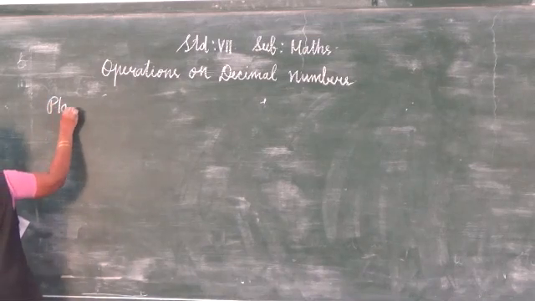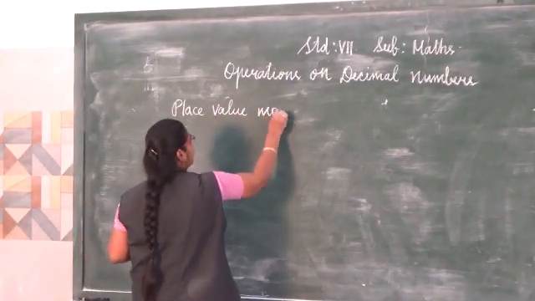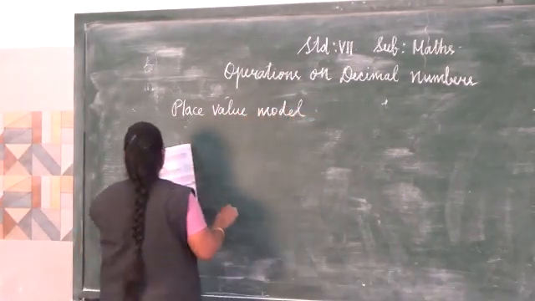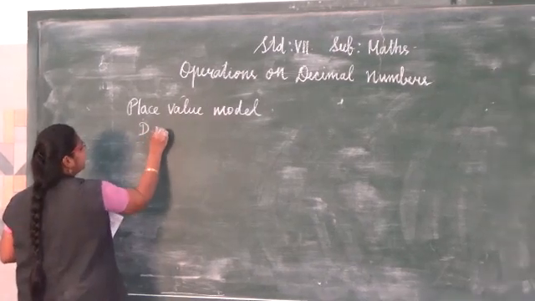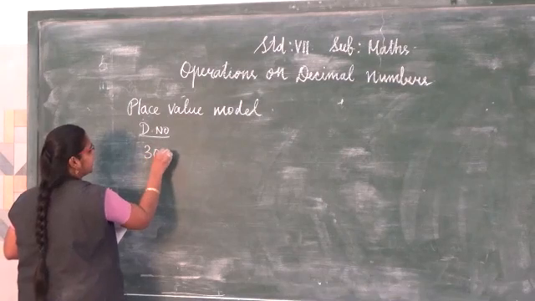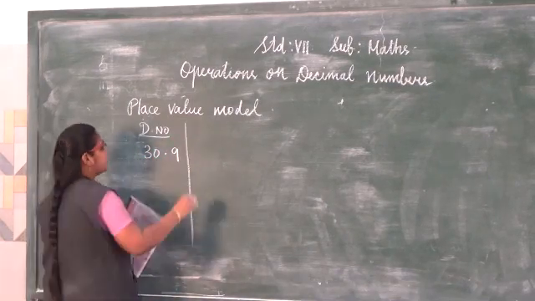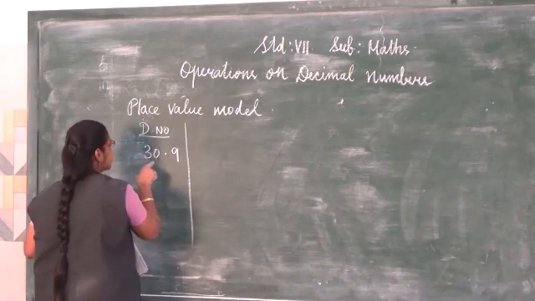So place value model. In the place value model, a decimal number will be given. For example, 30.9. So this is the decimal number. Here, what is this? This is the place value.